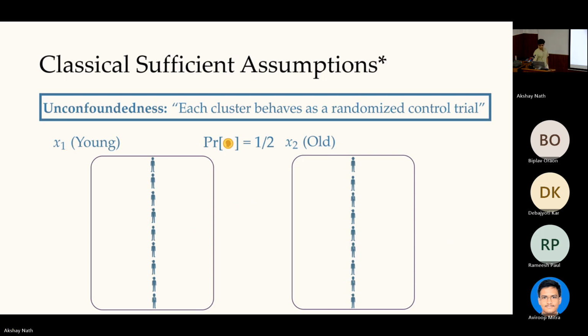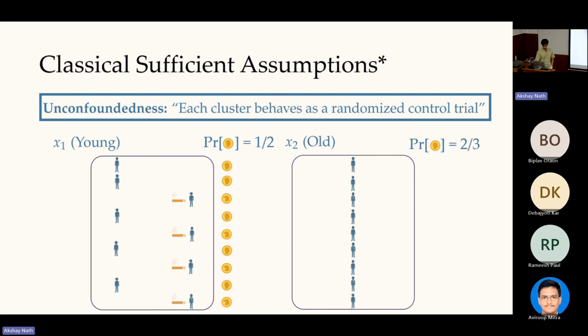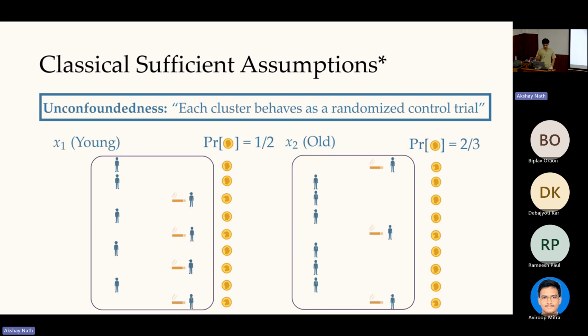Okay, so one of the main problems in identifying the average treatment effect was that the decision whether an individual takes up a treatment or not was not randomized. So the first assumption people make is unconfoundedness, where I divide people into different clusters based on their covariates. And I say that in each cluster, my observational study behaves like a randomized control trial. So if I have two groups of individuals, like young and old, then in the first group, there is some coin flip with some probability that decides whether they take up smoking or not. And in the other group, there is some other coin flip with some other probability which decides whether they take up smoking or not.